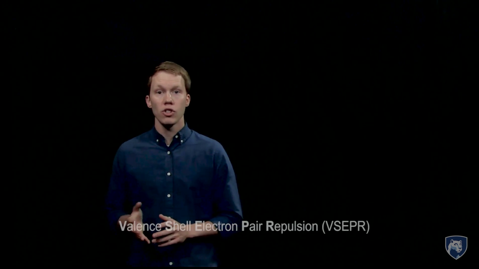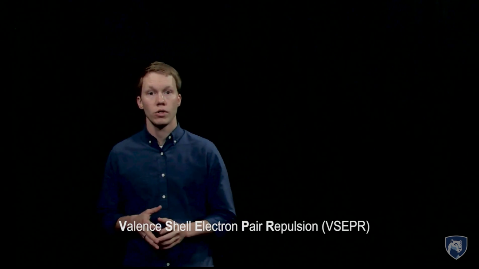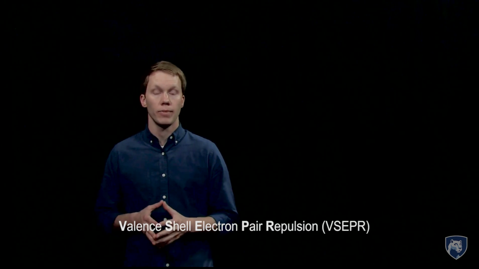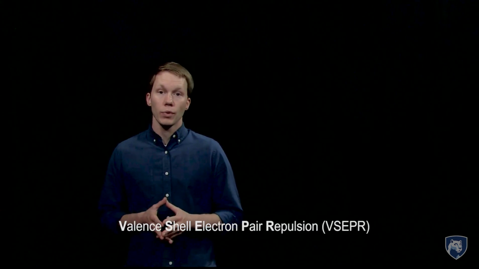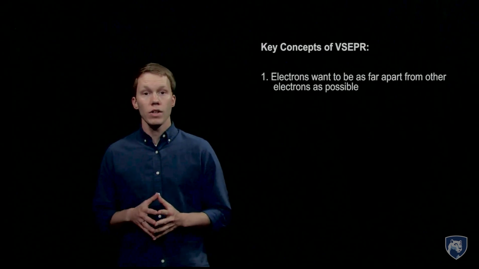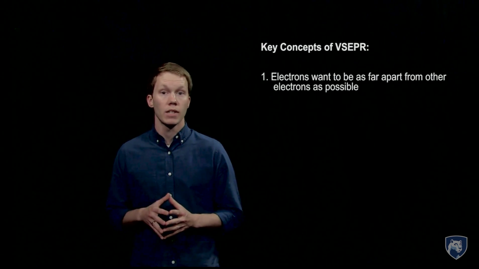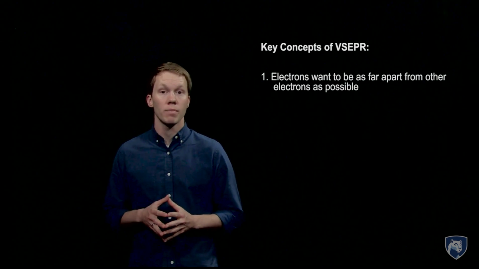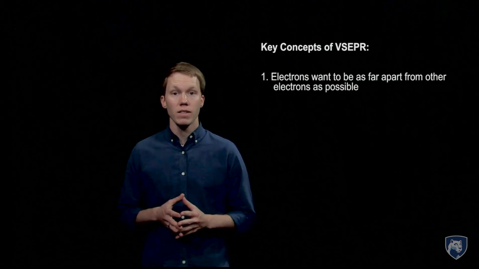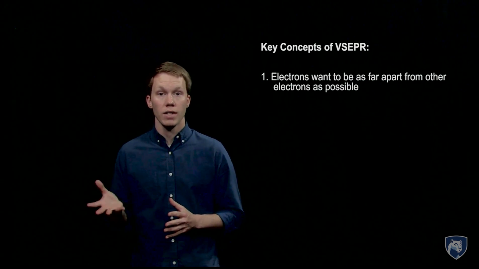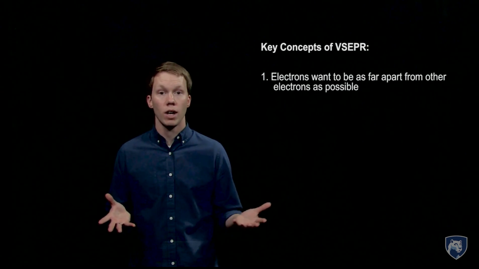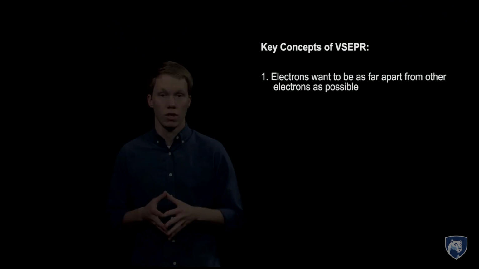Three-dimensional molecular structure can be determined by using the valence shell electron pair repulsion, or VSEPR, model. This model has three key concepts. The first is that electron pairs want to be as far apart from other electrons as possible. And that should make sense because electrons having a negative charge will repel other electrons having a negative charge.